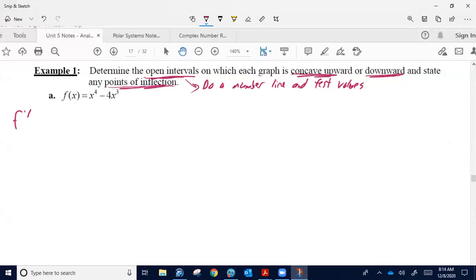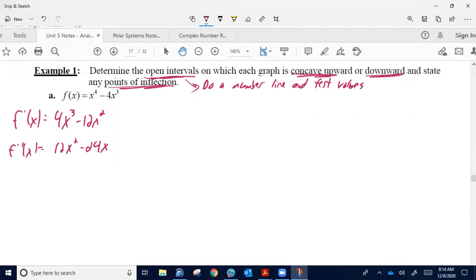So I have a function. I need to get the derivative of it. So that's 4x cubed minus 12x squared. Then I'm going to need the second derivative, which is 12x squared minus 24x.